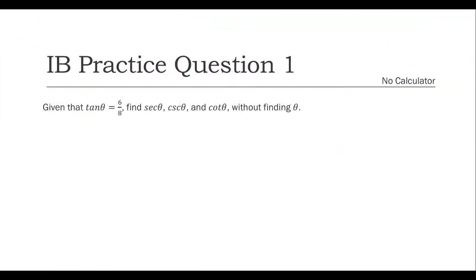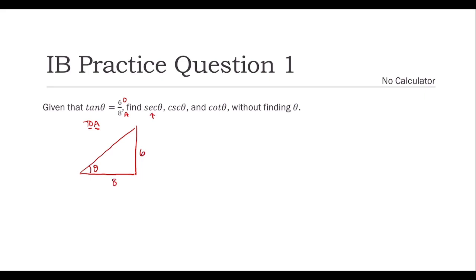So here we have our first practice question with no calculator. It says, given tangent of theta equals 6 over 8, find secant theta, cosecant theta, and cotangent theta without finding theta. So our tangent of theta is 6 over 8. So if we have theta here, tangent is SOHCAHTOA, so it's going to be opposite over adjacent. So opposite over adjacent, 6 over 8.